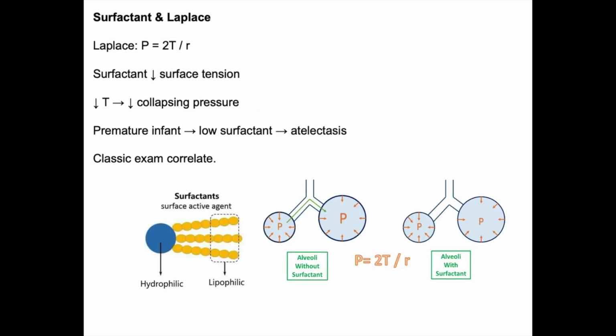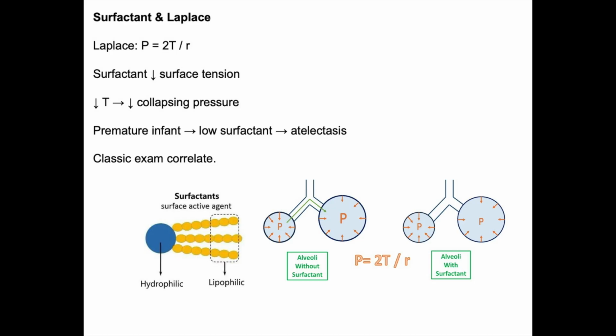Okay, so Laplace's law says pressure required to keep a sphere open equals 2 times surface tension divided by the radius. So small alveoli require higher pressure to stay open, unless surface tension is reduced. That's where surfactant comes in.